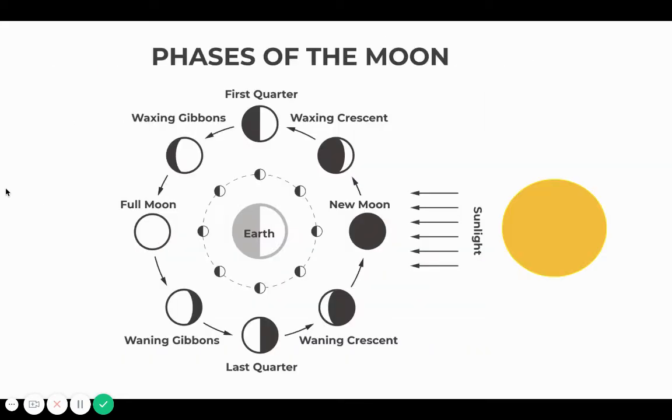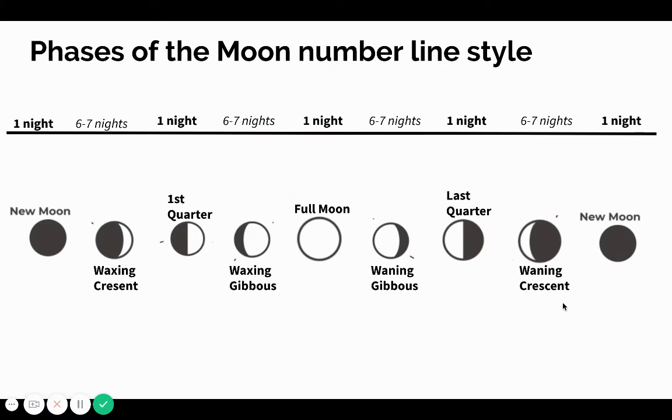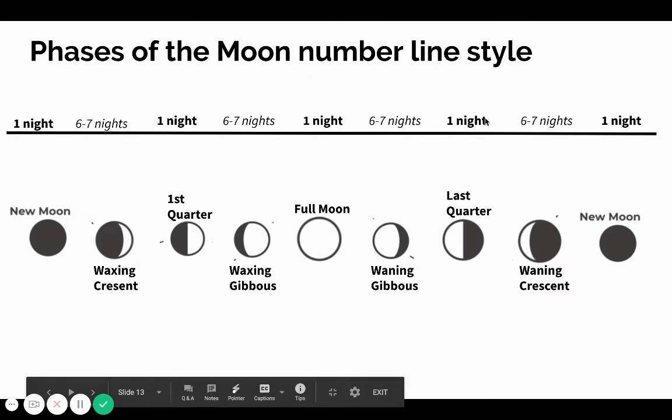Please refer back to this graphic organizer as you need to. And if it's easier for you to understand the cycle kind of on a number line, feel free to refer to this graphic organizer as well. And you can clearly see the pattern that we noticed in our length of nights that the moon is in that phase. So our new moon, 1 night. We got our crescent, gibbous, crescent, 6 to 7 nights. And then our new moon, full moon, and our quarter moons all last for 1 night.